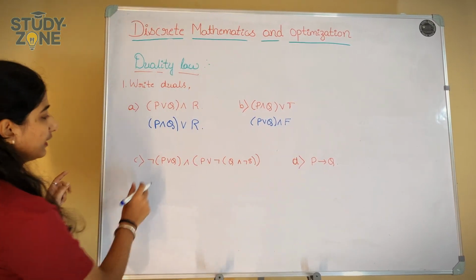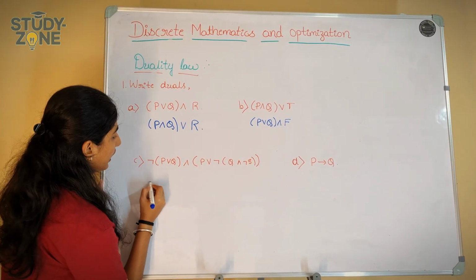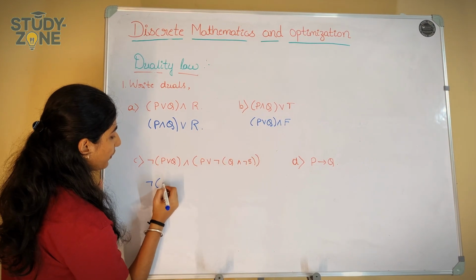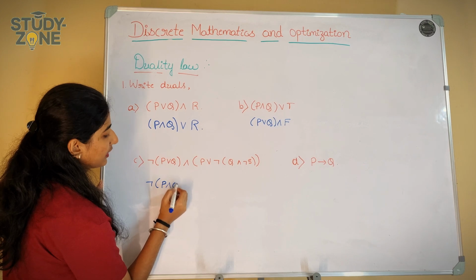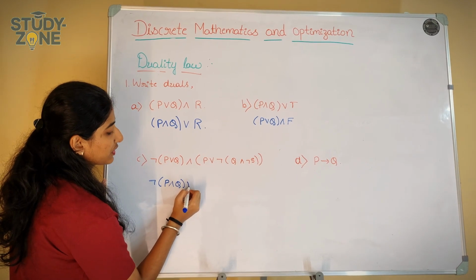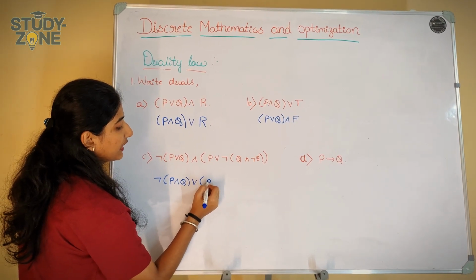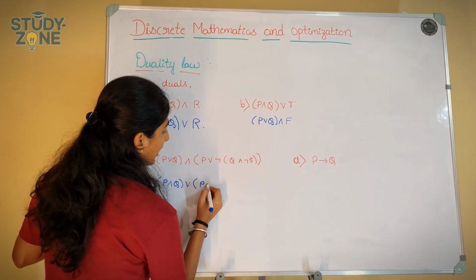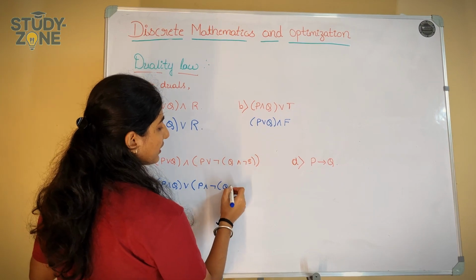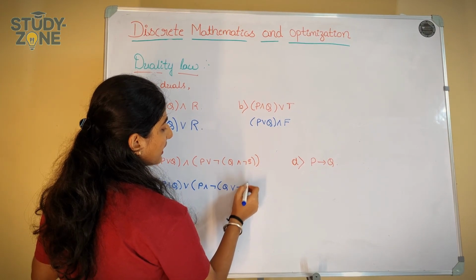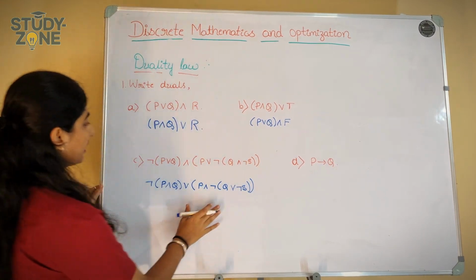And then here, negation of P, or is replaced with and, Q and is replaced with or, and then P or is replaced with and negation of Q, and is replaced with R and the negation of S. So this is the answer.